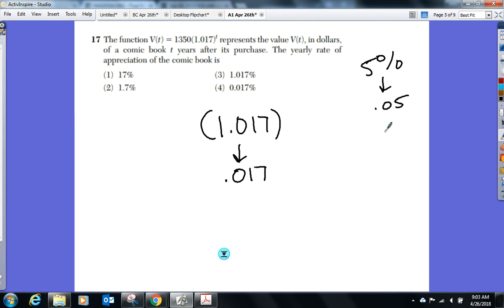0.05. If I have 12%, what's the decimal? 0.12. What are you guys doing to get to that decimal? You're moving it to the left 2. So if I want to get the percent, instead of moving it to the left 2, I should move it to the right 2. So what was my percent then? 1.7%.